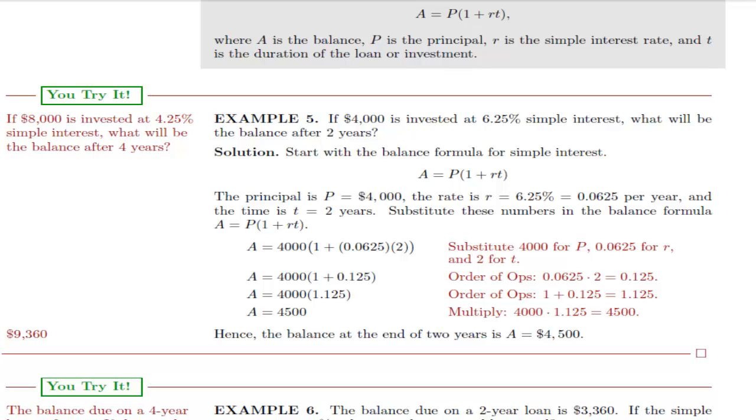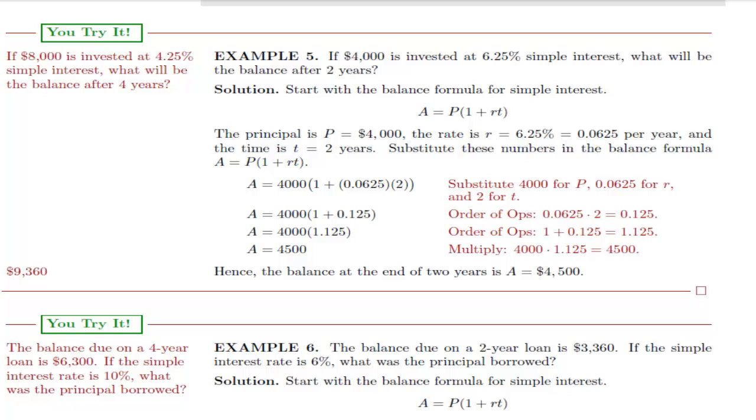Example 5. If 4,000 is invested at 6.25% at simple interest, what will be the balance after 2 years? Solution. Start with the balance formula for simple interest. A equals the product of P and the sum of 1 and RT. The principal is P equals 4,000. The rate is R equals 6.25%, which is 0.0625 as a decimal per year, and the time is T equals 2 years. Substitute these numbers in the balance formula to get A equals 4,000 times 1 plus 0.0625 times 2.